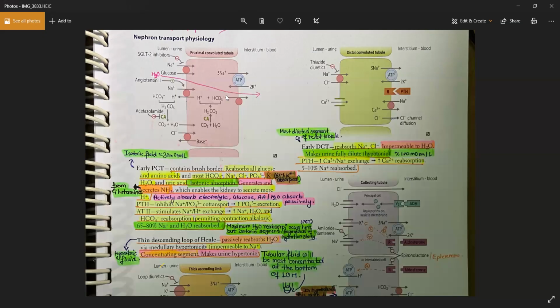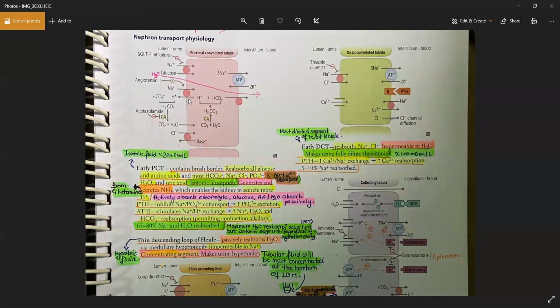First, you have a baseline pump, which is the sodium potassium ATPase pump. It will pump three sodiums out of the cell and two potassium into the cell. As a result, the concentration of potassium inside the cell is increased, and the concentration of sodium inside the cell is decreased. You will have blood, the interstitium, on this side, and the tubular lumen on this side.